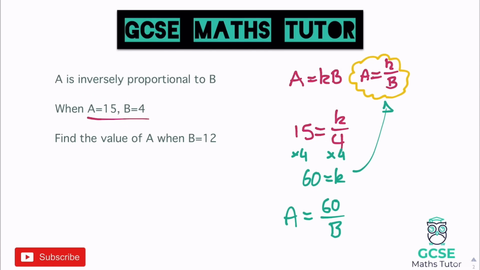But this question says find the value of A when B equals 12. So all I've got to do is stick B equals 12 into my formula down here. So if we do that, I'm going to do it to the side, we get A equals 60 over 12, and 60 divided by 12 equals 5. So our final answer there is 5. So every time you just think which formula am I going to use, plug your pieces in, find your value of K, and then reuse that in your formula for whatever values you need.